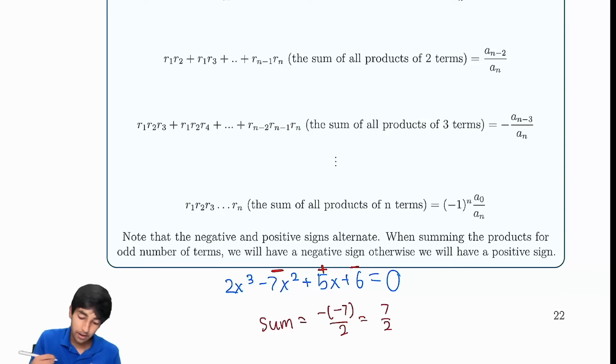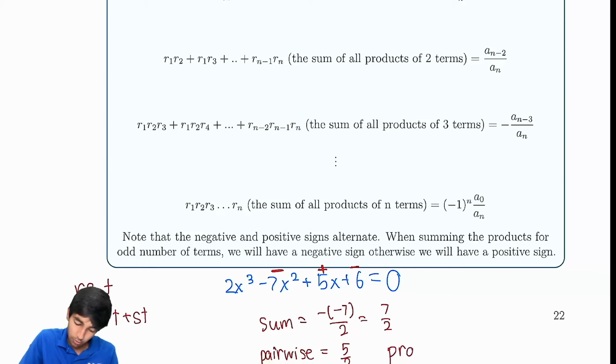And what is the second term here? The second term is going to be the sum of the pairwise roots. So let's say our roots are r, s, and t. This would be rs plus rt plus st. That pairwise sum would be 5/2. The product of the roots, which is rst, would be negative, because you see a negative sign on top. We always start at negative over here and then alternate. It is going to be -6/2, which is -3.